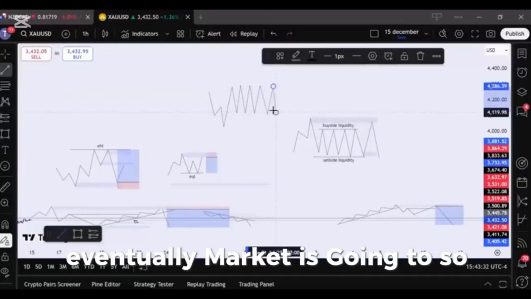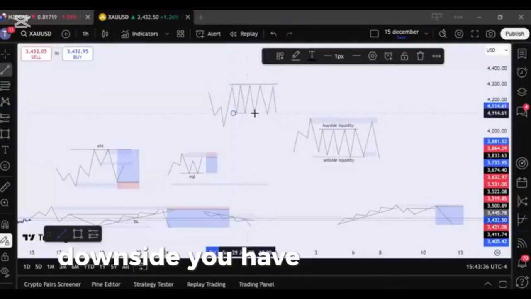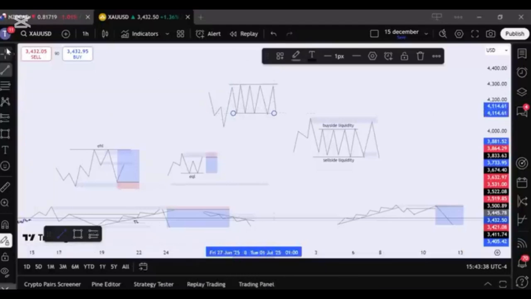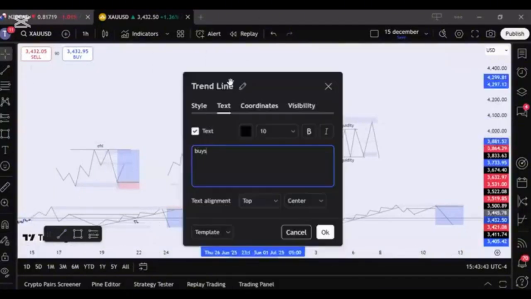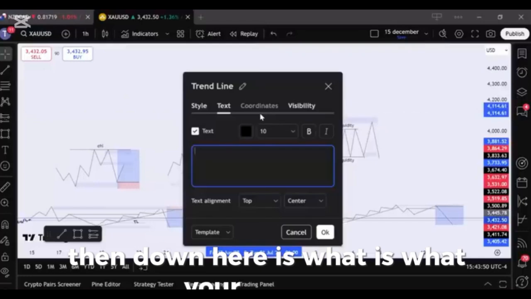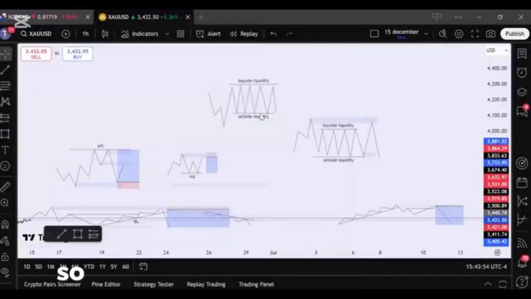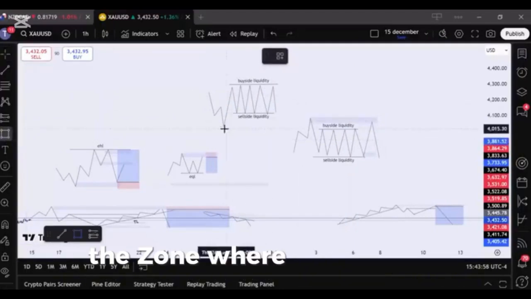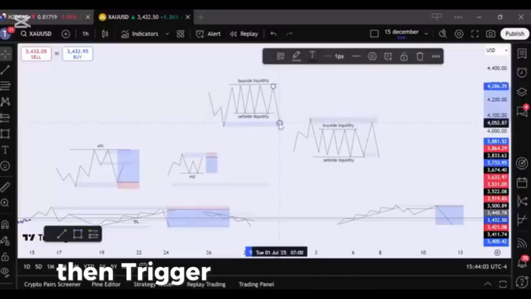Eventually, market is going to, so when it's doing this, on this upside, you have what you call buy side liquidity. Downside, you have what you call sell side liquidity. So here is your buy side liquidity. Then down here is your sell side liquidity. So what market is going to do is what? The zone where the point of interest is for the direction that you're trading is going to eventually go and clear that zone first and sweep that liquidity and trigger your point of interest.